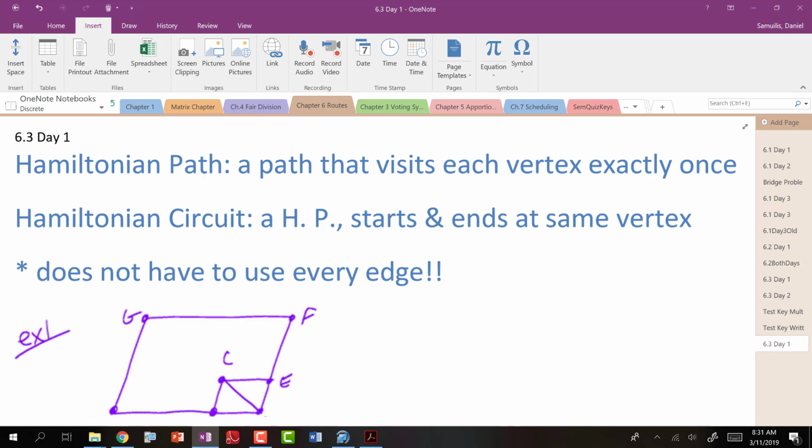Okay. So Hamiltonian path. Remember, a path is just jumping from one vertex to the next. Nothing special. You can't use edges twice. But a Hamiltonian path is a path that visits each vertex exactly once. And then we're going to talk about the Hamiltonian circuit. Hamiltonian circuit, you know what a circuit is. You end where you started. So you do everything that you needed to do in that previous thing, but then end where you started.